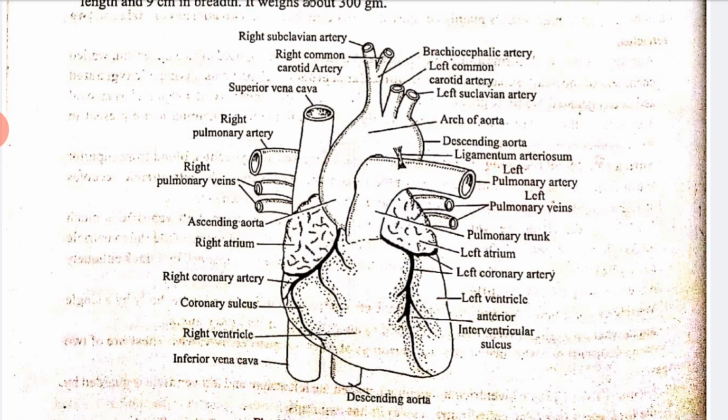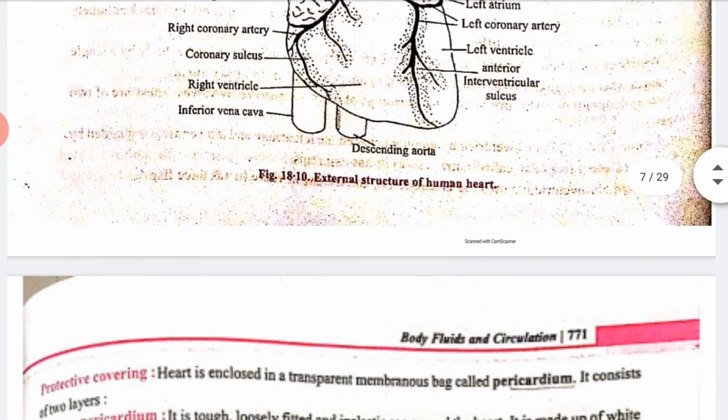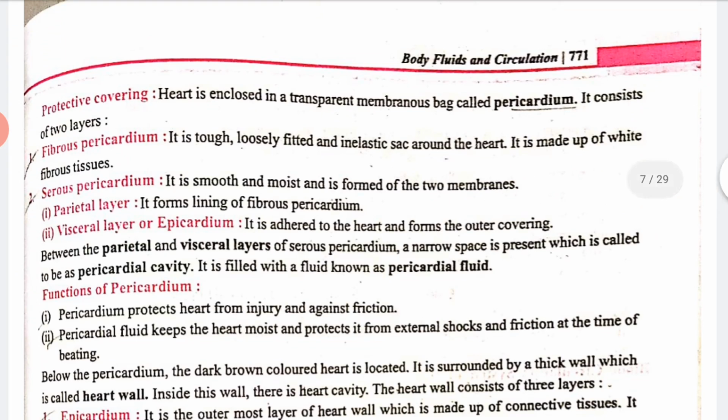Okay, and its weight is about 300 gram. Clear? Now it having the protective covering, I have told you already. So heart is an enclosed and transparent membranous bag that is called the pericardium, and it consists of two layers, that is called fibrous pericardium and serous pericardium. Fibrous means which is fulfilled with different types of fibrous tissues, and serous means different types of serums, okay, which make it smooth and moist.